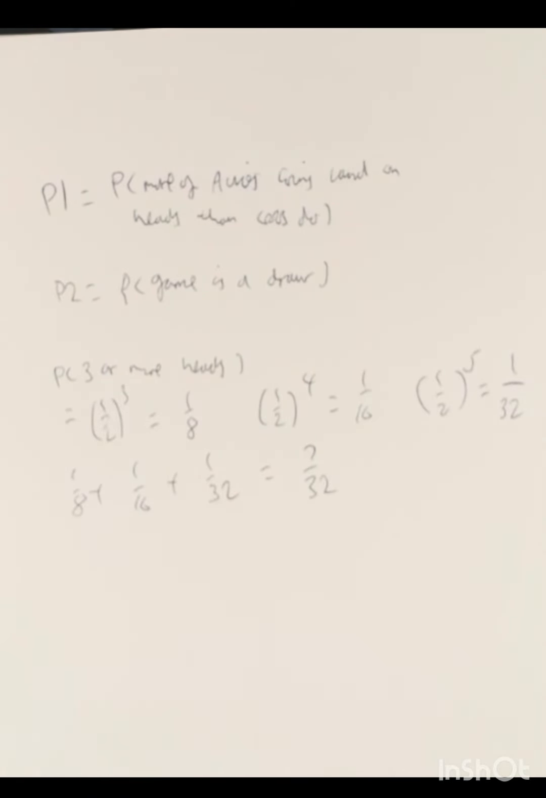So it's a draw if they both have the same number of heads. So if they get the same number of heads, the game is a draw if the same number of coins lands on heads for each of Alice and Bob. Okay, I've got 1 minute left. So 7 out of 32. Okay, I've failed. I haven't been able to get to the answer.